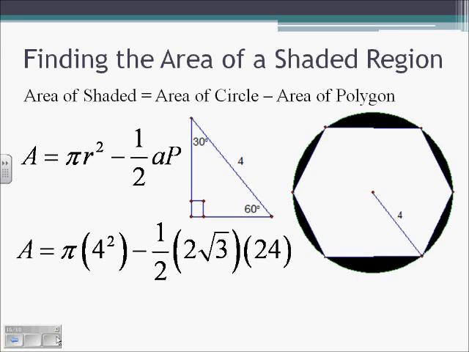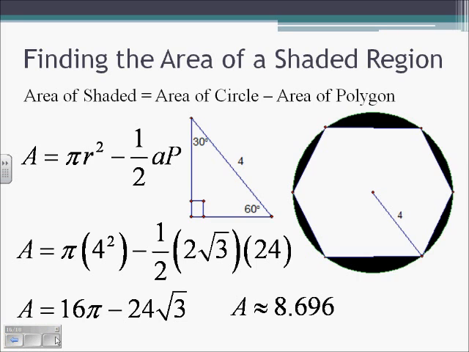Our apothem we know is going to be the long side of our 30-60-90 triangle here. So half of the small side would be half of the hypotenuse, which would be 2. The long side is always the small times the square root of 3, so that's where we get our 2 square roots of 3. Since the small side here was 2, we doubled that to get 4 for our side length and multiplied by 6 to get our 24 for our perimeter. So our area is going to be 16 pi minus 24 square roots of 3, which is approximately 8.696.